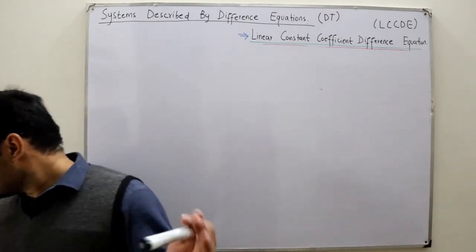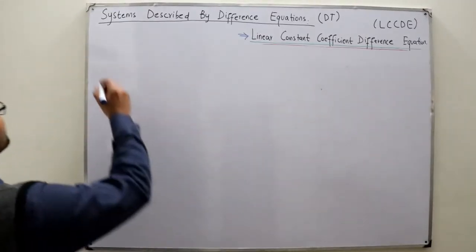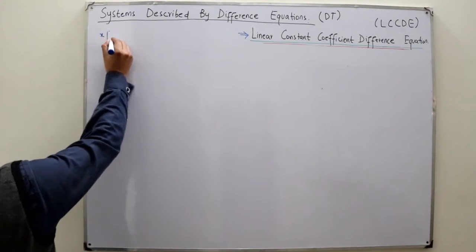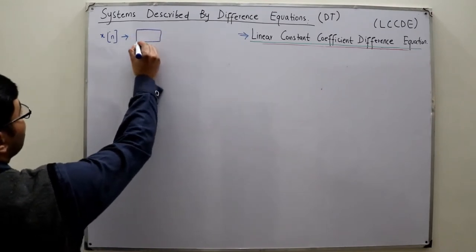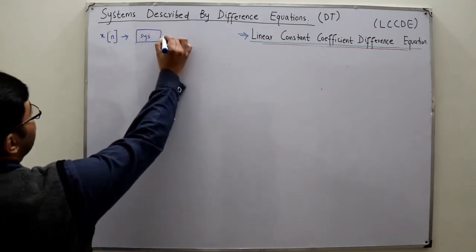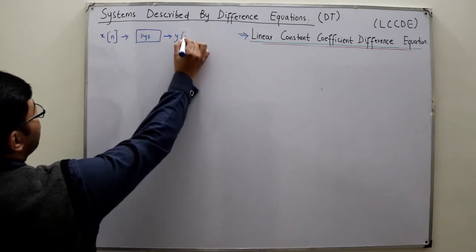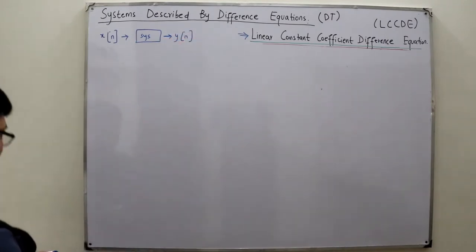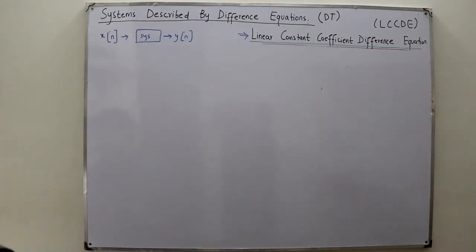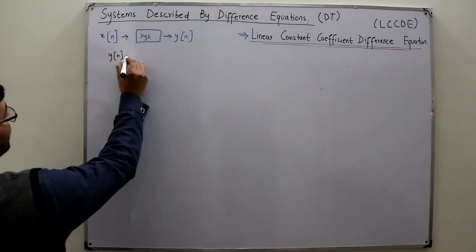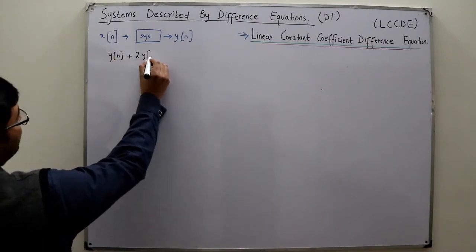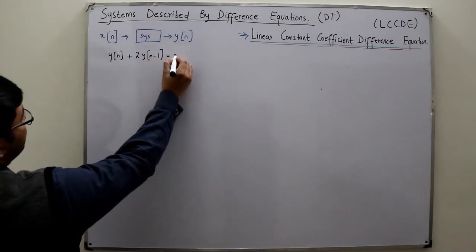Okay, so coming to the topic, discrete time LTI systems. Now again, what do you have? You have a similar thing. You have an input given to a system, x of n, and you have this system, and this gives you an output y of n. Fine. Now this system, the input-output relationship, could be represented as: y of n plus 2 times y of n minus 1 is equal to x of n.